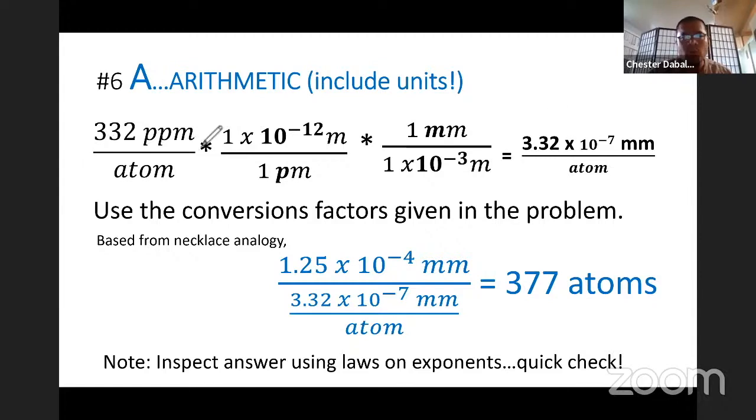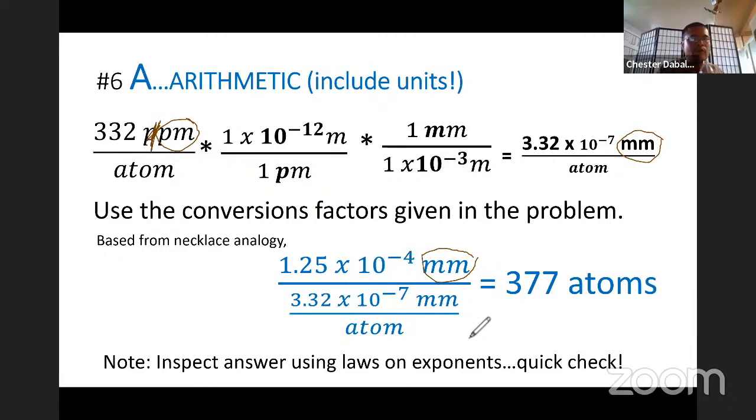So siguro mas madaling i-convert this should be just pm, hindi ppm. Siguro naiisip ko parts per million dito. This is a typo error. This should just be pm. So 332 pm, okay, per atom. Okay, kailangan nating i-convert into millimeters kasi yung thickness natin is given in millimeters. Okay? Pag ginamit mo agad yung picometers, hindi sila magka-cancel. So wrong yung sagot. Okay?